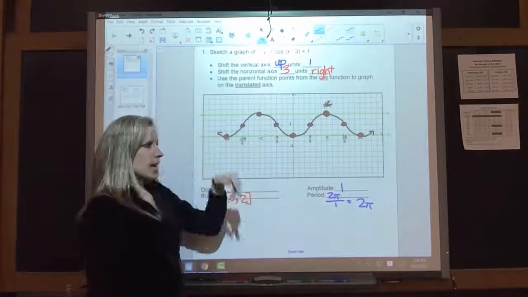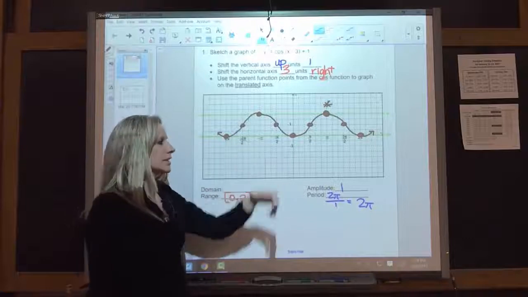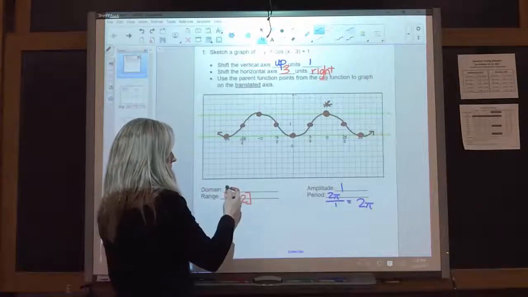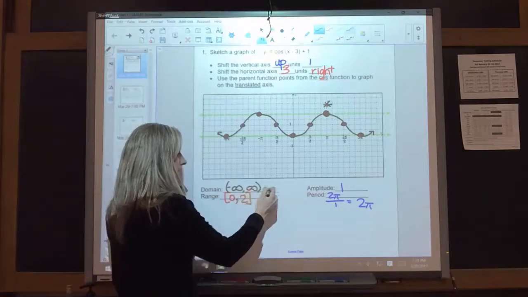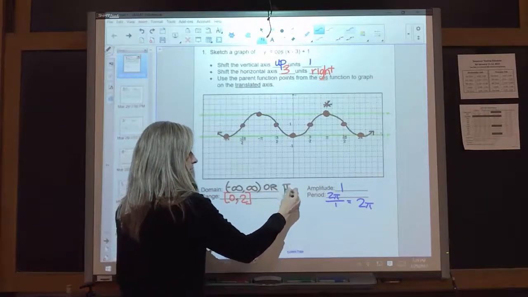My domain, that wave cycle is going to keep going on forever and ever. So my domain is going to be negative infinity to positive infinity, or all real numbers, either one.